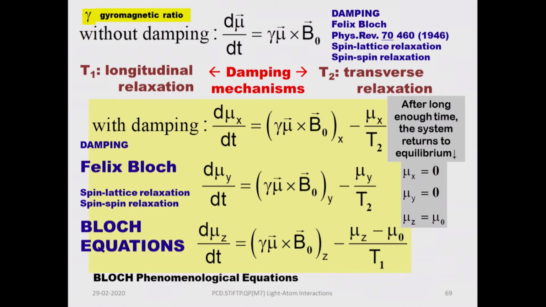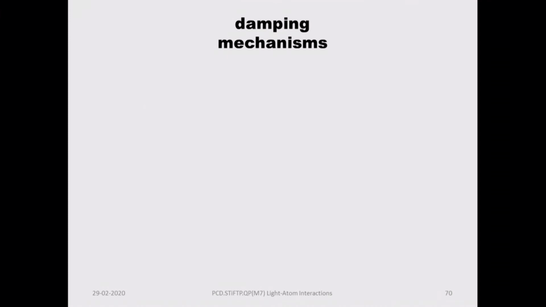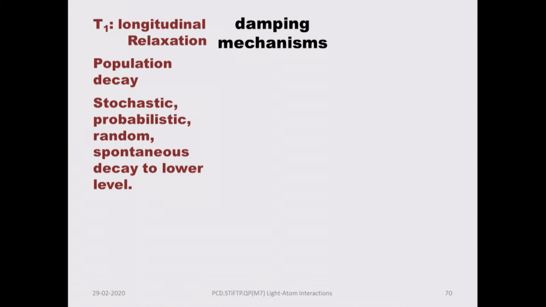After long enough time one would expect that mu x and mu y would go to 0 if the system is completely relaxed, if t goes to long times, and this is what you would expect, but this is again a semi-classical model. Okay, this is not a quantum model. So essentially we have two relaxation times over here, one that you call the transverse relaxation time, which goes for the x component and also for the y component. All right, so this one applies to both the x and the y components, and for the z component you have got the longitudinal relaxation time. So what are the damping mechanisms which are involved? What will the damping do?